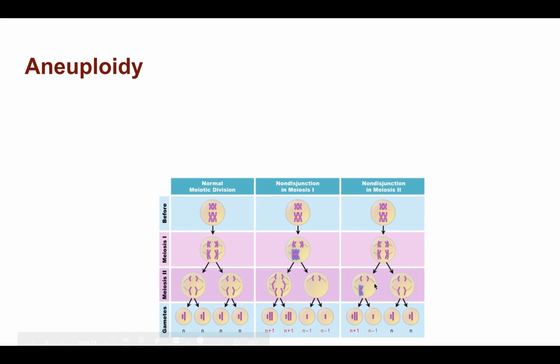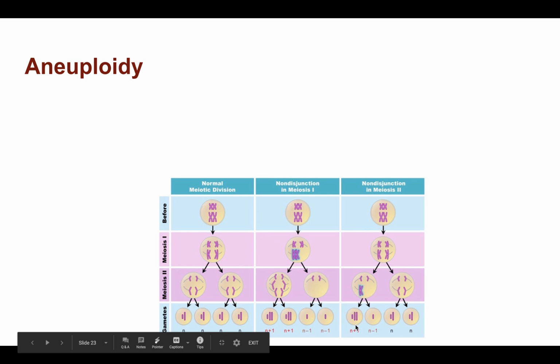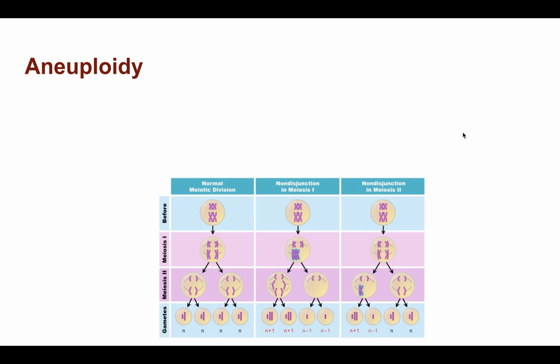Here, what's happened? Instead of the sister chromatids separating, they both went to one end of the cell, and the bottom cell here's got 1 extra chromosome, and this one's missing a chromosome. This process of the cell ending up with not an extra set, but just 1 extra chromosome somewhere is called aneuploidy.